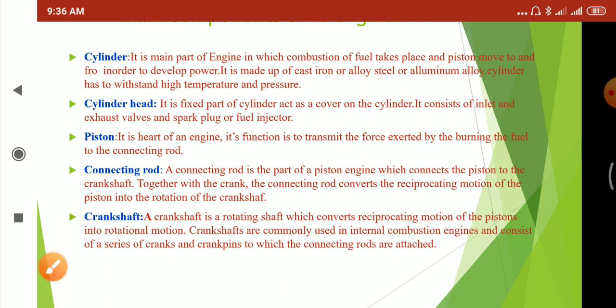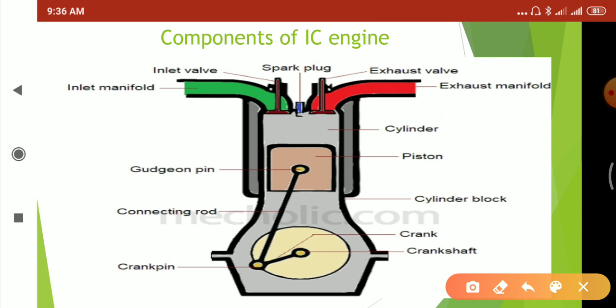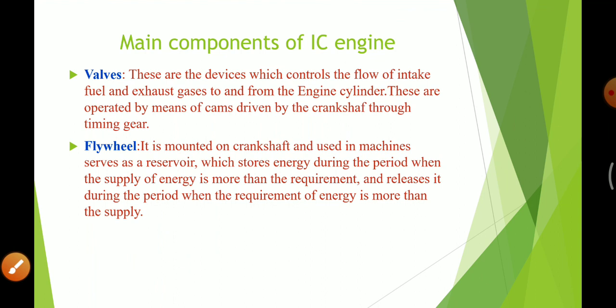So in the diagram we can observe this is the crankshaft, which converts linear motion of the piston into rotary motion of the shaft. This is regarding the crankshaft. So next is valves.